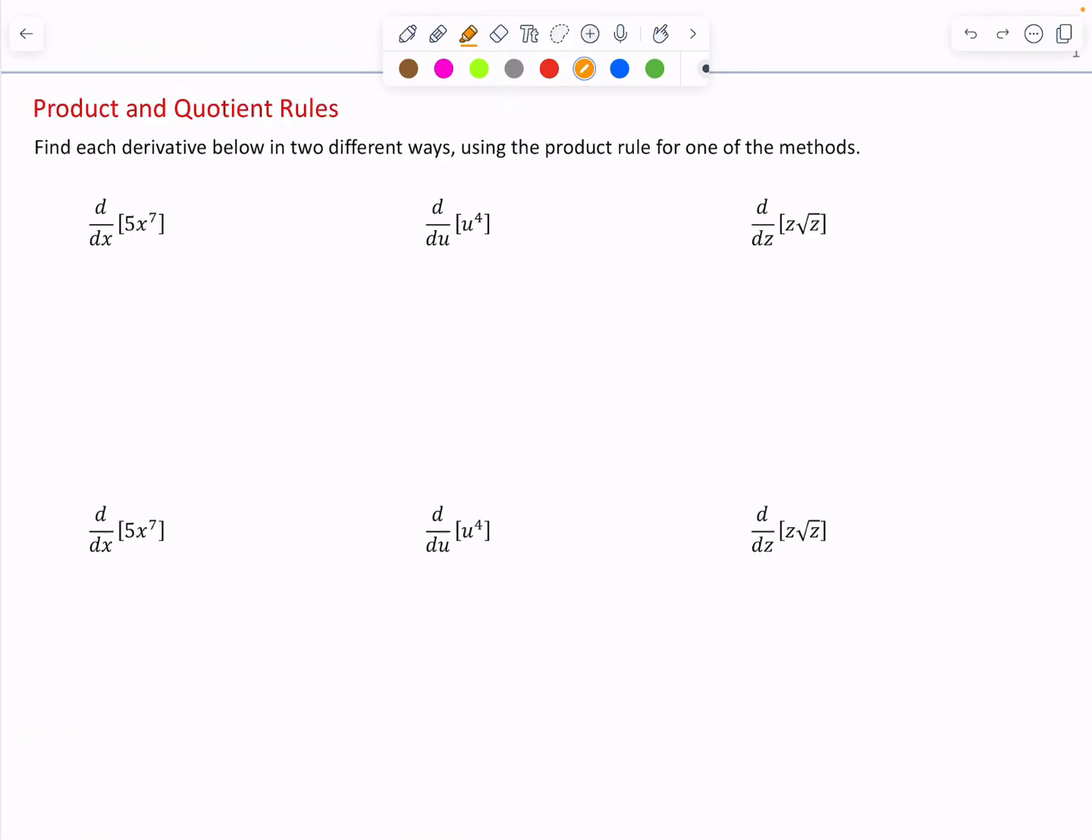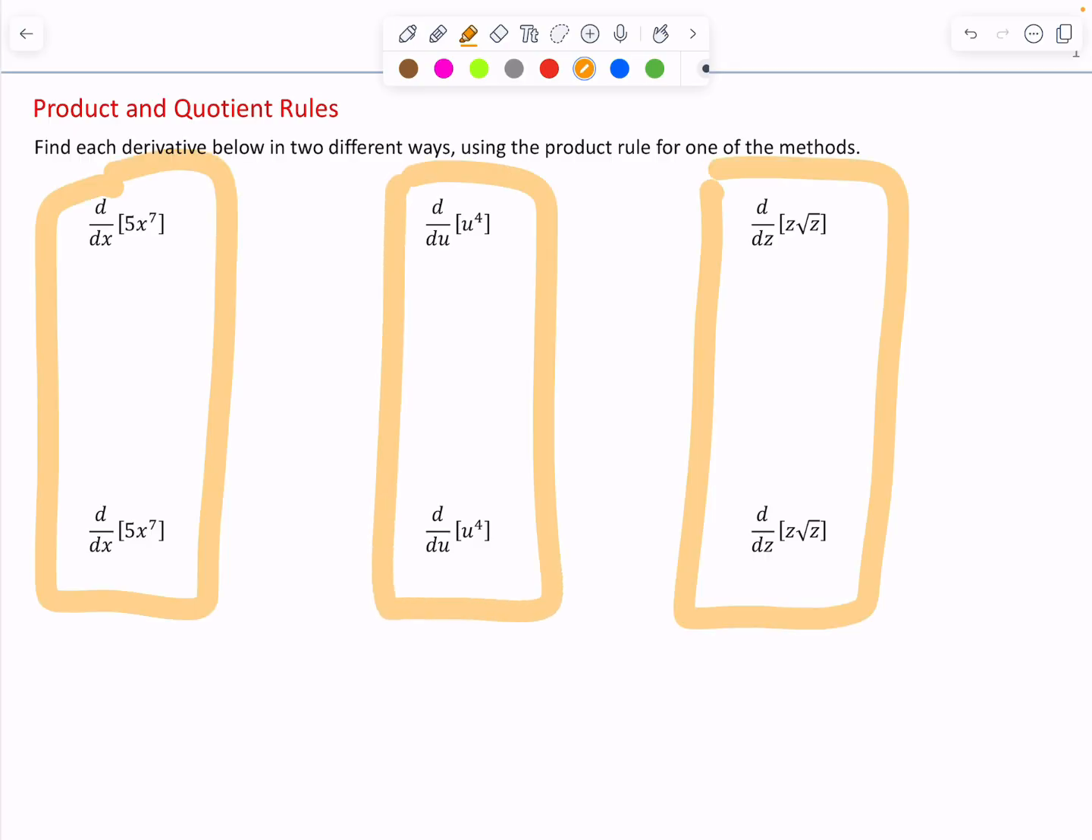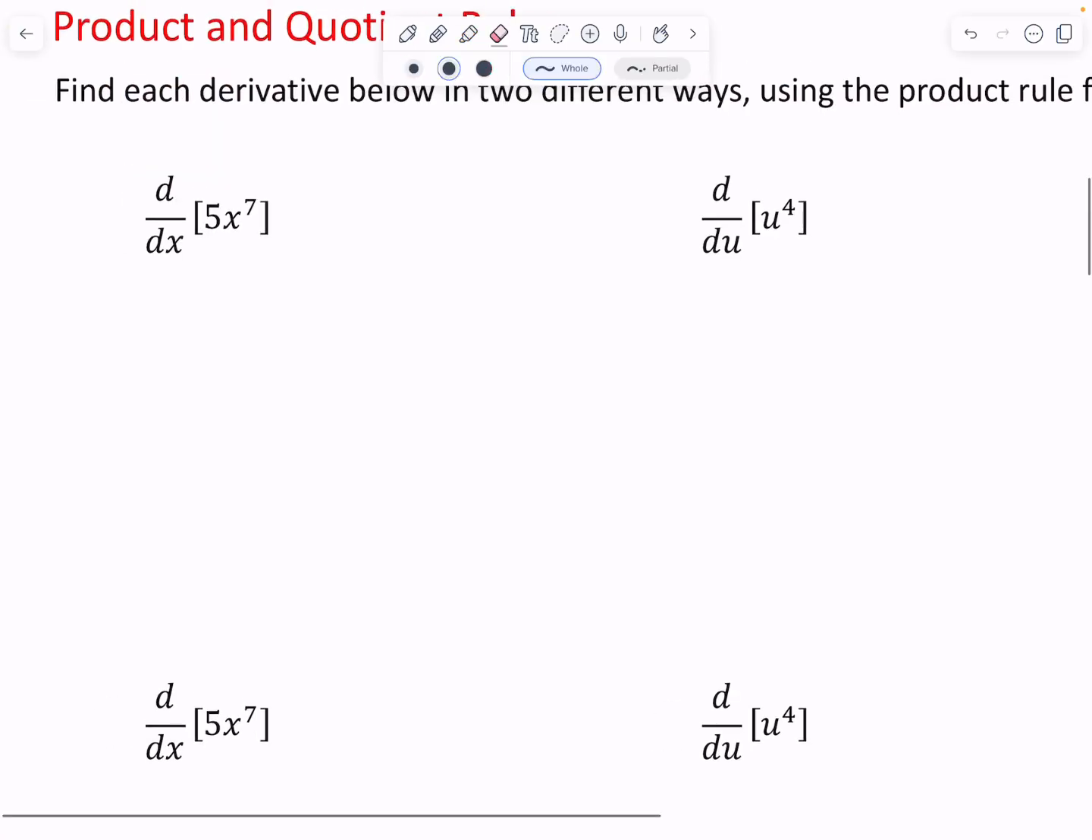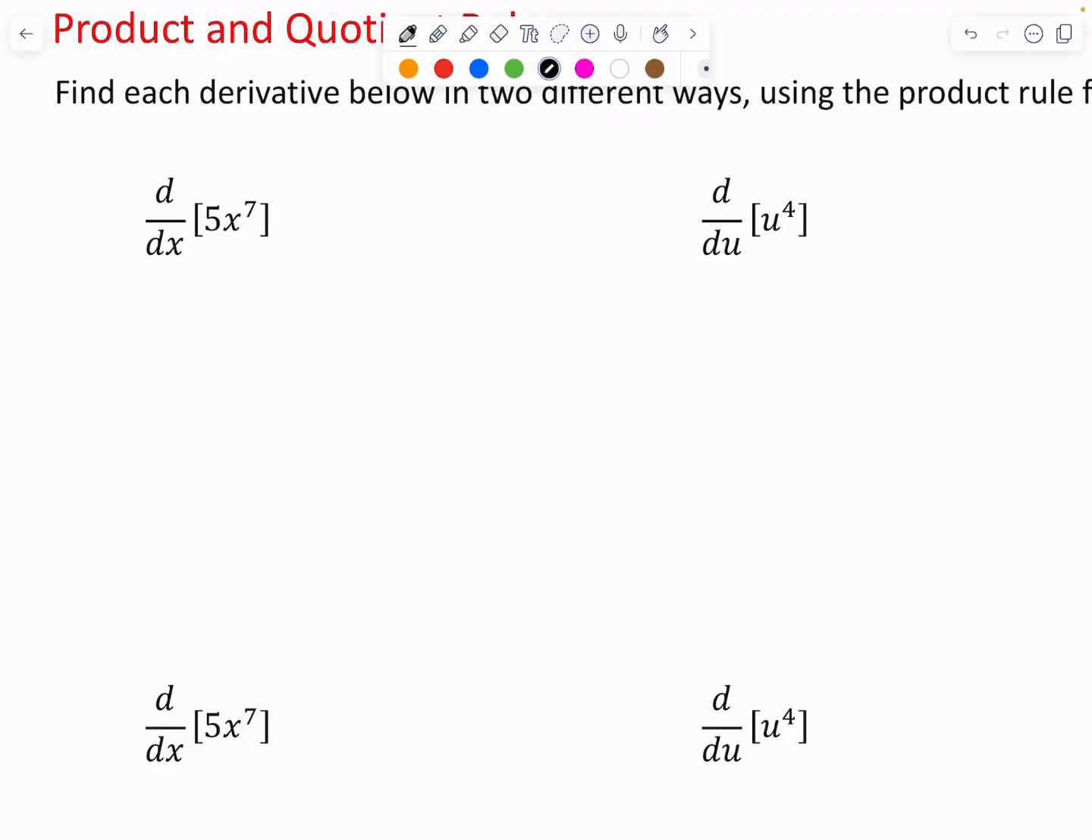Find each derivative below in two different ways using the product rule for one of the methods. Notice these derivatives are all in pairs. First example. It's possible to think of 5 times x to the 7 as a product where u is the constant 5 and v is x to the 7.